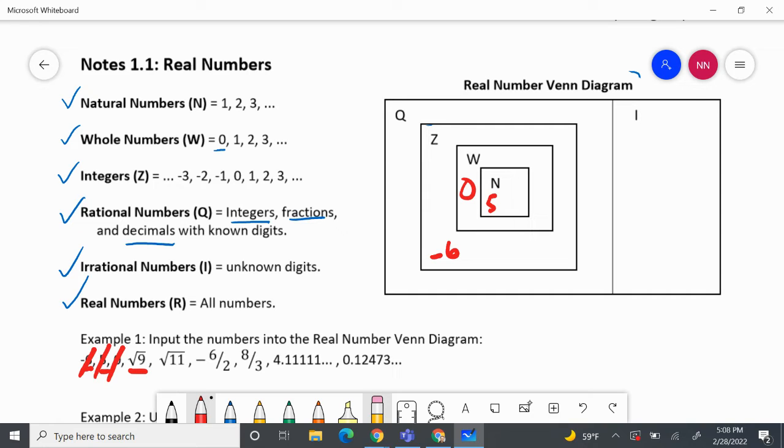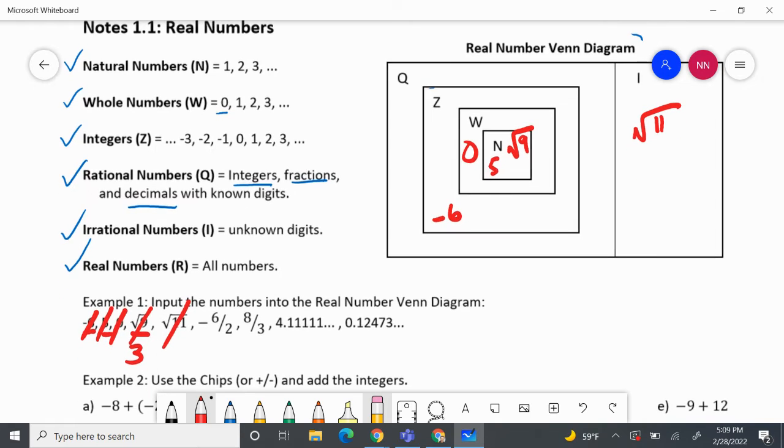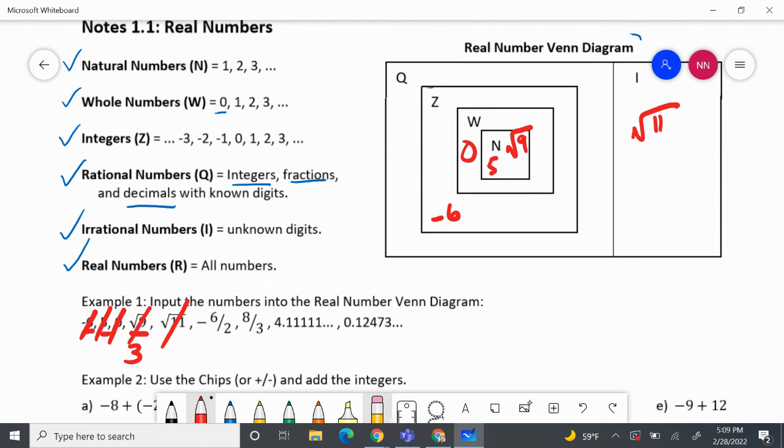Square root of 9, that's a tricky one. The square root of 9 is 3. 3 is a natural number, so that means that the square root of 9 is also a natural number. The square root of 11 is an irrational number. We don't know the ending digit for that one. We have -6/2. Once again, that simplifies to -3, which is an integer. So that means -6/2 would also be an integer. 8/3 does not simplify nicely, so we're going to keep that as a rational.